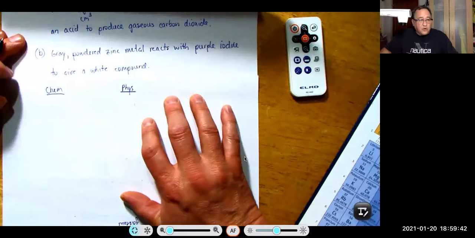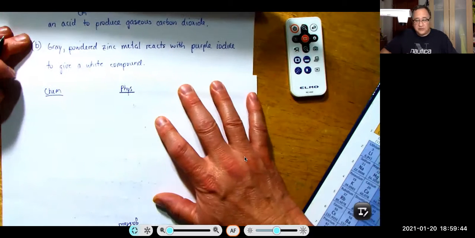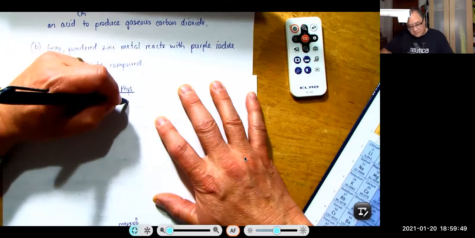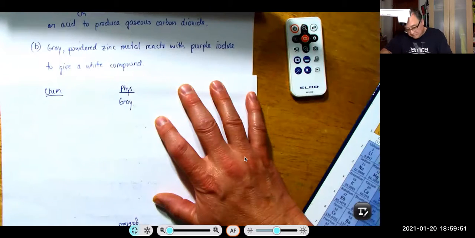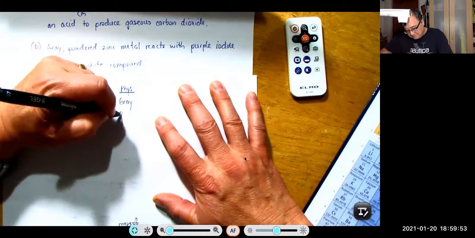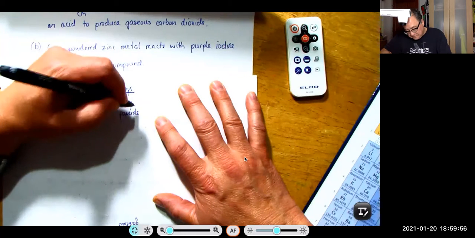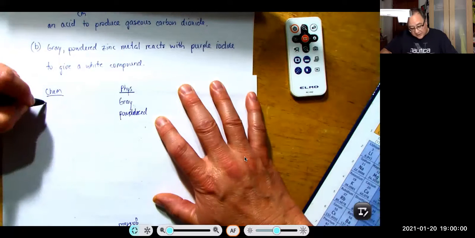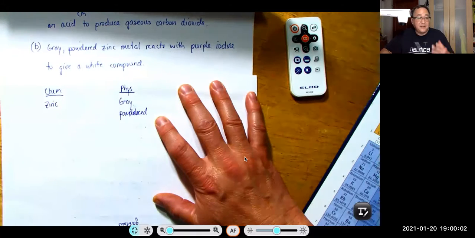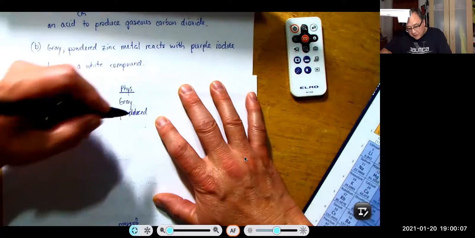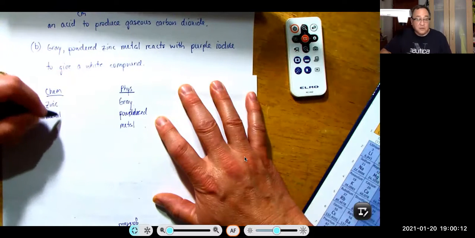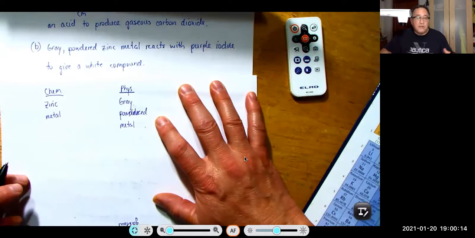So what about the word gray? Chemical or physical? Physical. How about powdered? Physical. How about zinc? That's a formula. It's a very simple formula, Zn, but it is a formula. Metal. I would argue that metal can be considered to be a chemical property or a physical property. And we'll learn more about that later.